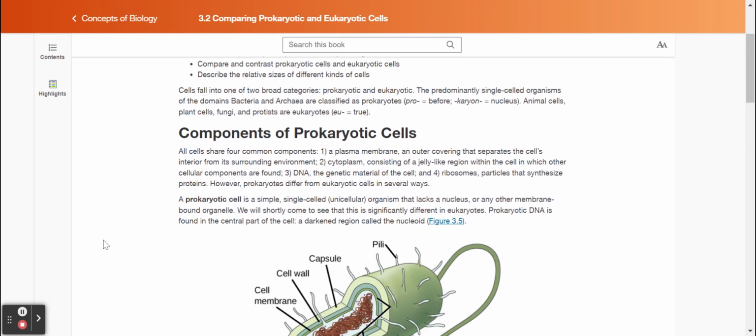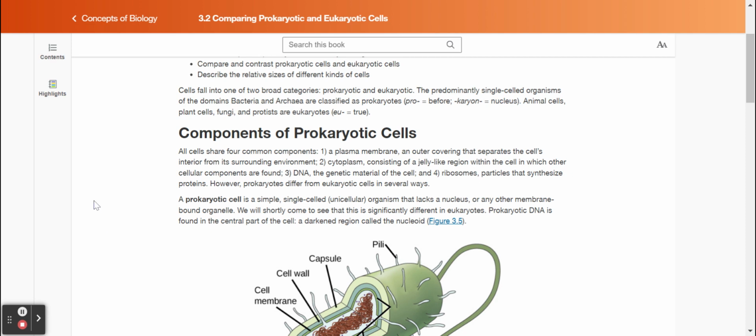Cells fall into one of two broad categories, prokaryotic and eukaryotic. The predominantly single-celled organisms of the domains bacteria and archaea are classified as prokaryotes, pro meaning before, and karyon meaning nucleus. Animal cells, plant cells, fungi, and protists are eukaryotes, eu meaning true.